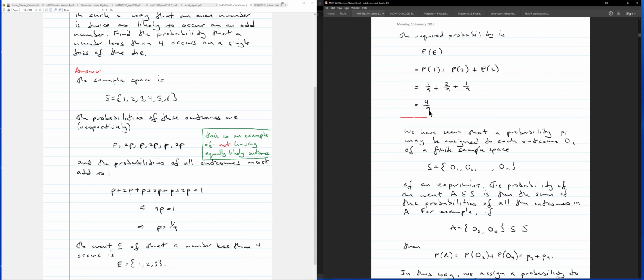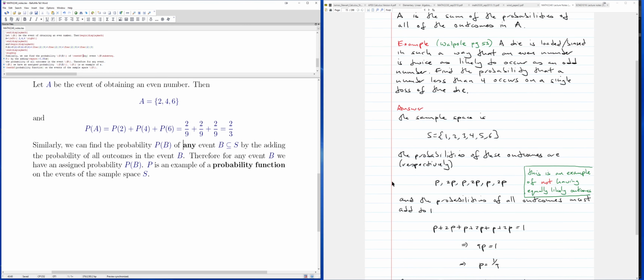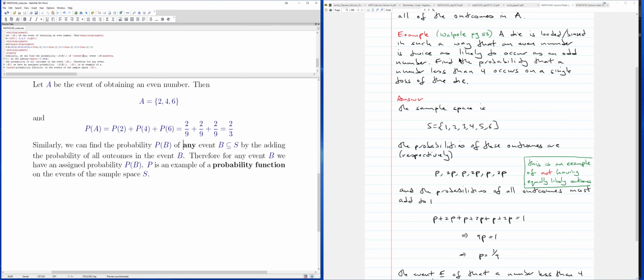Okay, so your answer over here, the probability of obtaining a number less than 4 is in fact 4/9, right? So for the same problem over here, let's consider the probability of a different event. We roll a die once, the die is unfair such that the even number is twice as likely to occur as the odd number.